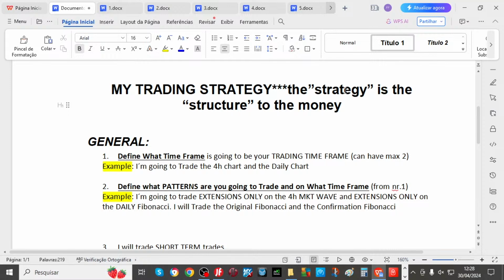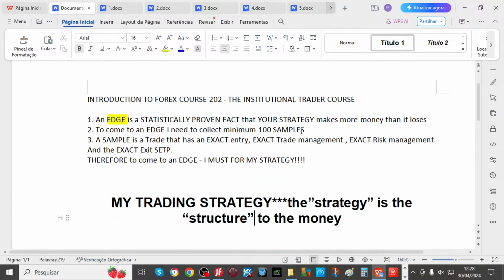Does this make sense to you? Why? Because their trading has no structure. How can you repeat something 100 times if you have no rules to follow? Does this make sense?